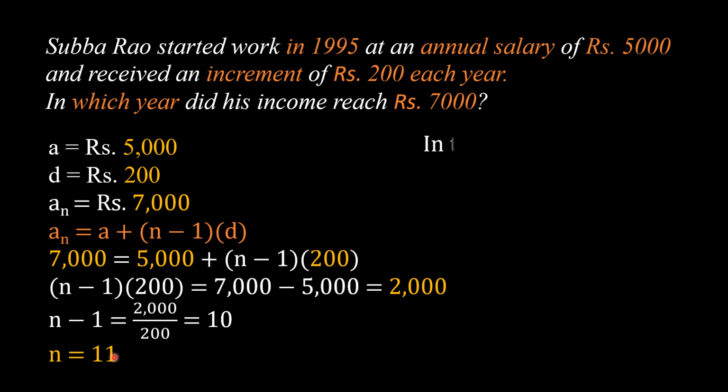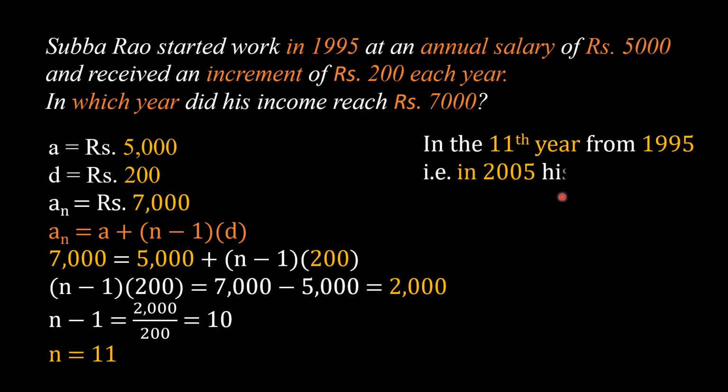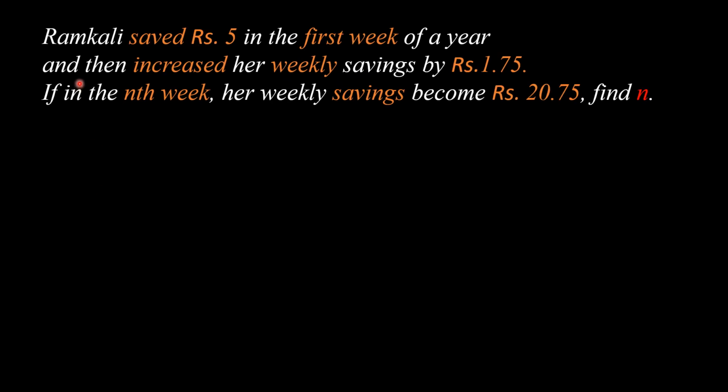Now we will start counting from the year 1995 including, and if we go on counting 95, 96, 97, and so forth up to the 11th year, we will reach the year 2005. So that gives us the answer that in 2005 his income will be rupees 7,000. Let us solve another descriptive question.